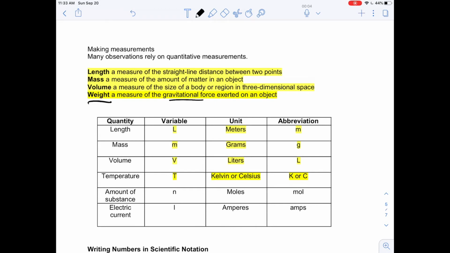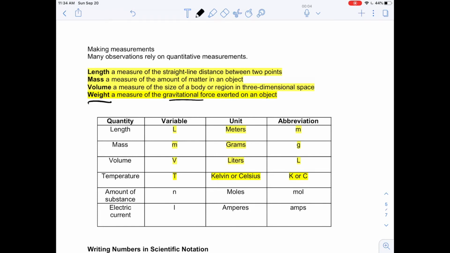The abbreviation for length is L, for mass is M, for volume is V, for temperature is T. And then these are the units for each of them. Units for length is meters, for mass is grams, for volume is liters. For temperature, we use Kelvin or Celsius in this class. And the abbreviations are the ones that you put after your answer.